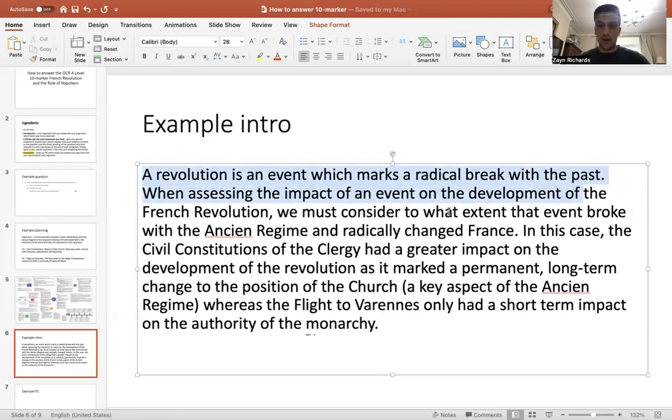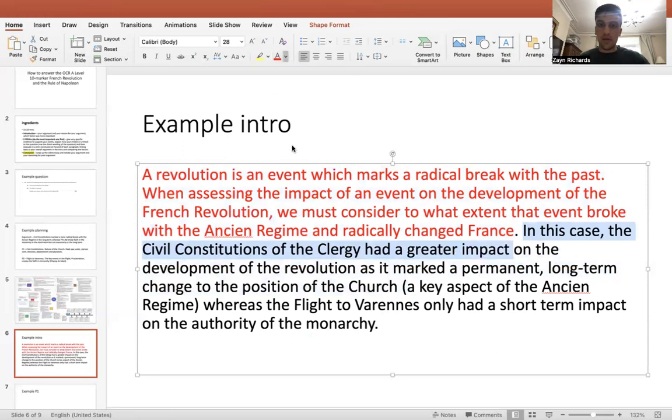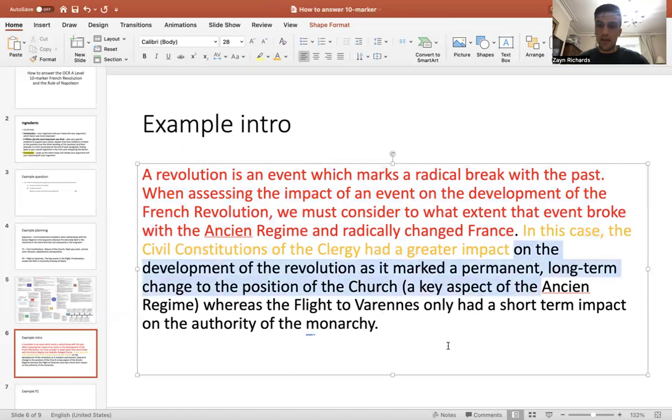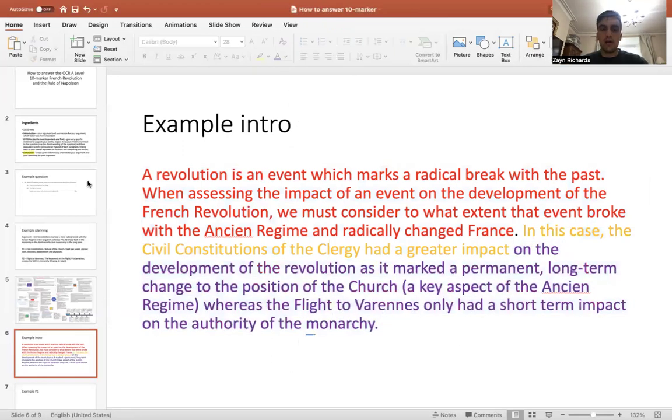So here's where I am defining the key terms in the question. So I'll put that in red. Here is my opinion. So I'll put that in an orangey color. And then here is my actual rationale. So I'll put that in purple. Okay. So those are the three things you want to be doing. All right. So we've got defining key terms, stating your opinion, and then giving a rationale.